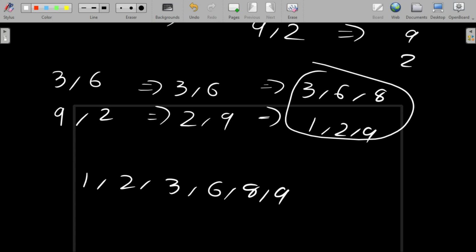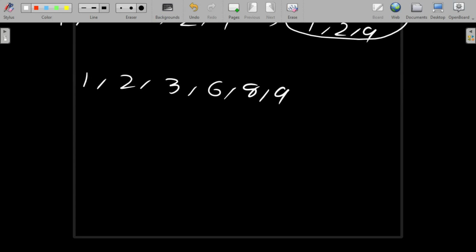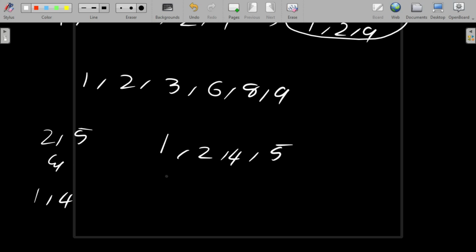How does merging work? Suppose we have 2, 5 and we have 1, 4. Compare the first elements, 2 and 1. 1 is smaller, so write 1. Now compare 2 and 4. 2 is smaller, so write 2. Now compare 5 and 4. 4 is smaller, so write 4. Only 5 remains, so write 5. The final answer is 1, 2, 4, 5. This process is called merging.